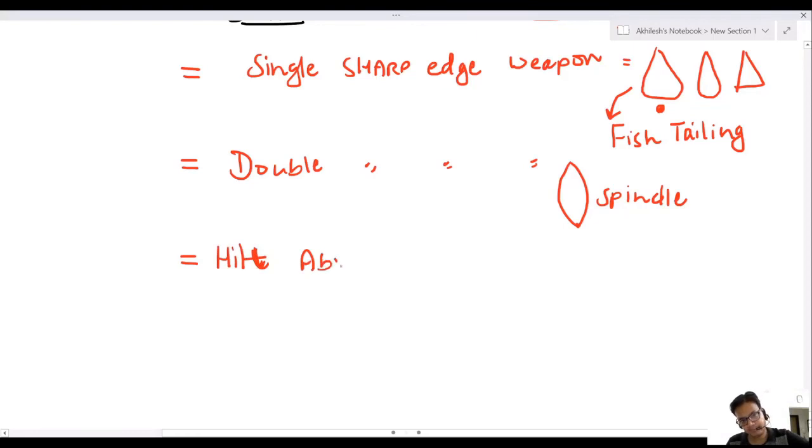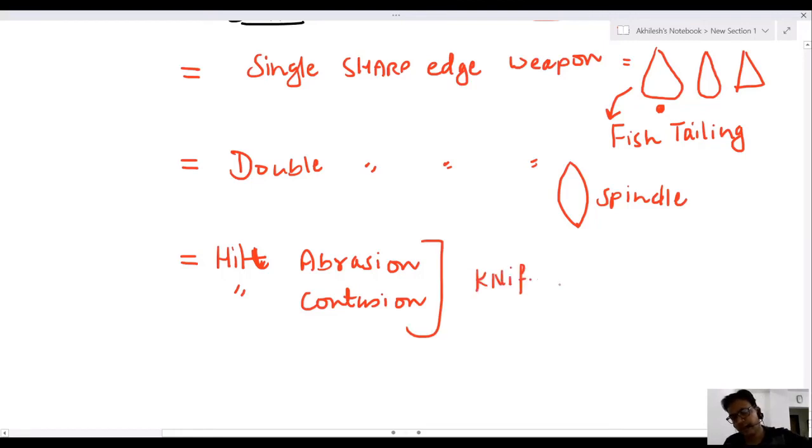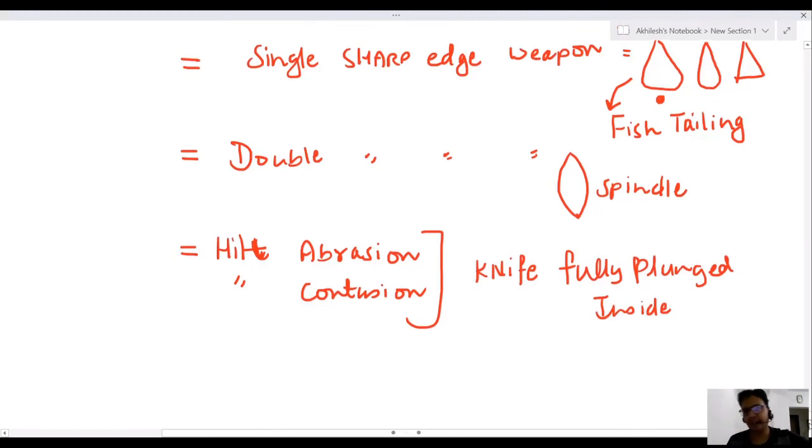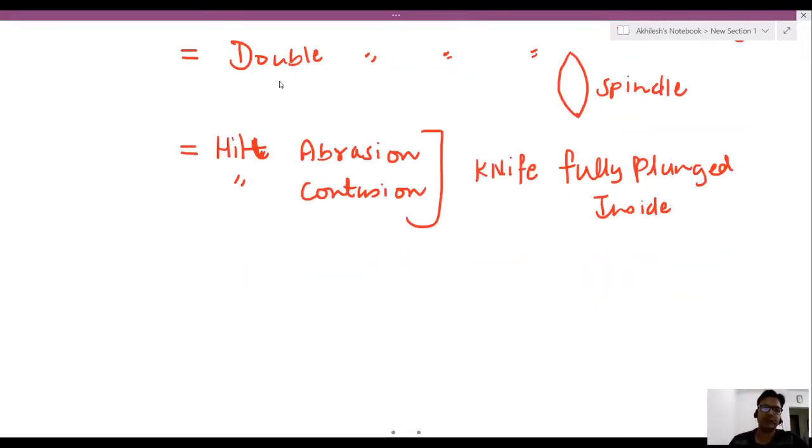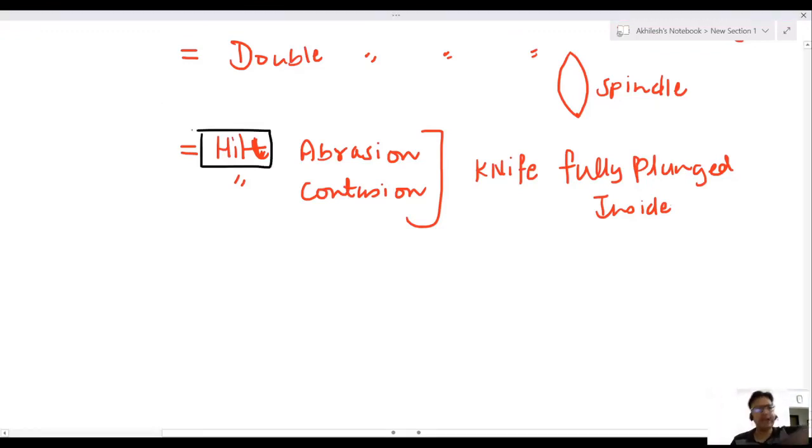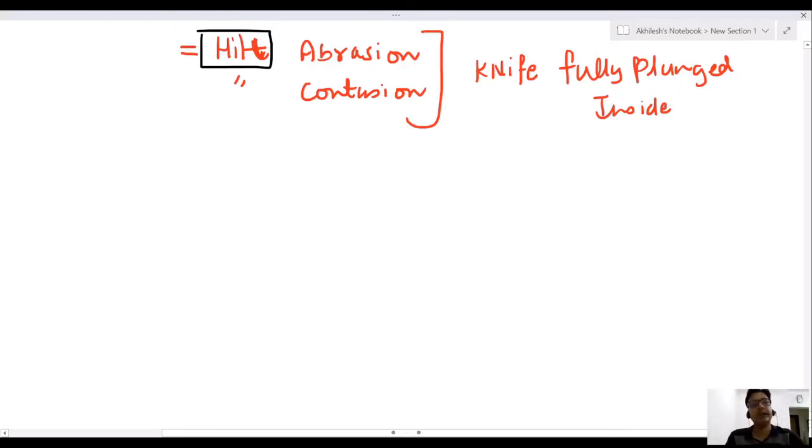Now, hilt abrasion and hilt contusion are seen when the knife is fully plunged inside the abdomen. There is a part of the knife known as the hilt, which is seen when the knife is fully plunged inside. Again, revising: single edge has triangular shape; double edge stab injury is spindle shape. Hilt abrasion and hilt contusion are seen when the knife is fully plunged inside. So these are three important MCQs. The shape of stab injury is decided by the lines of Langer, which are present in the skin.